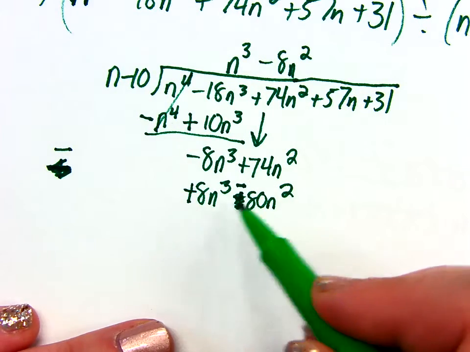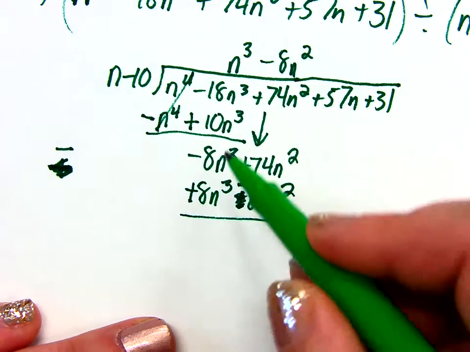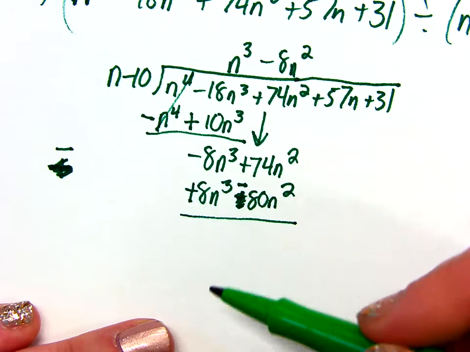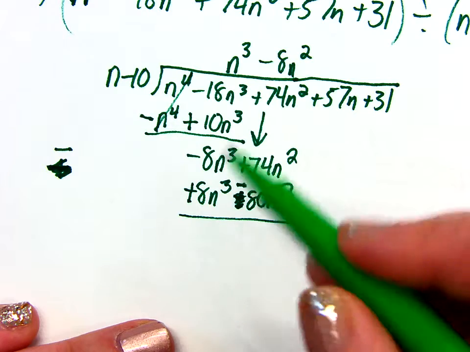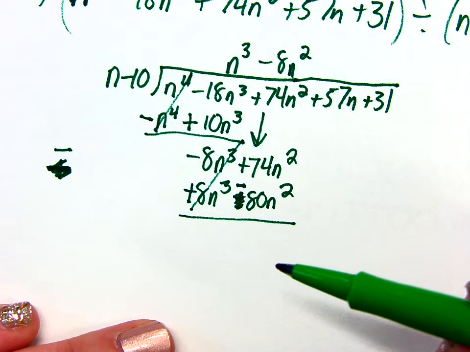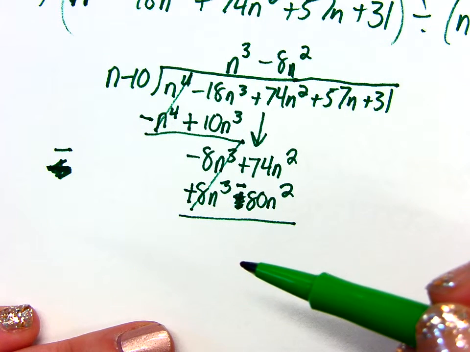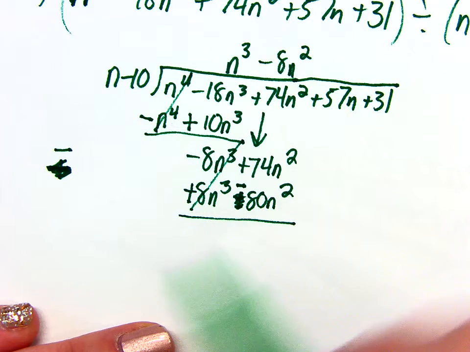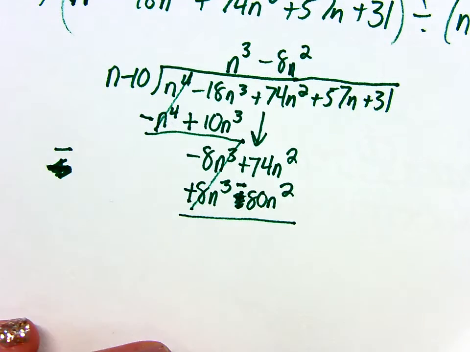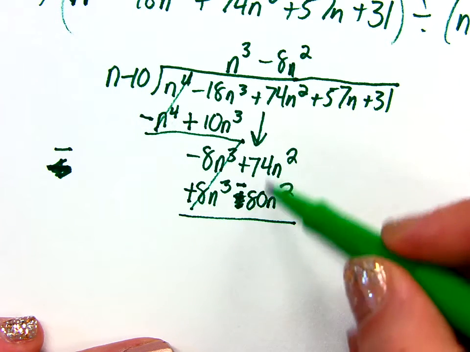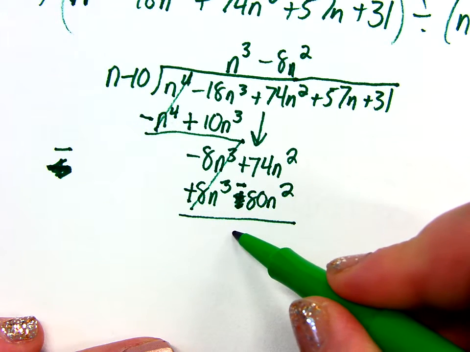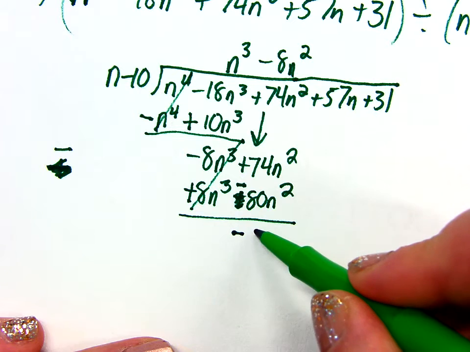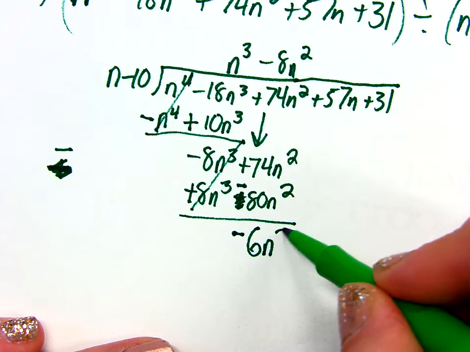So now I've changed both signs. Oh, lo and behold, those first ones cancel out. How nice. That's a nice little self-check every time. That first term should always cancel out. If it doesn't, something's amiss. Don't go any further until you figure it out. These two, what am I going to get? Negative 6n squared.